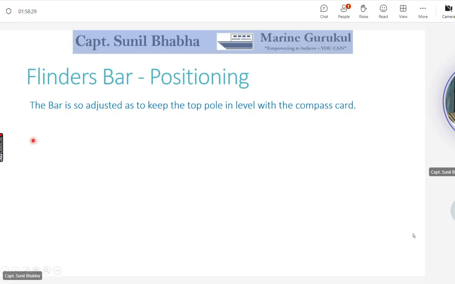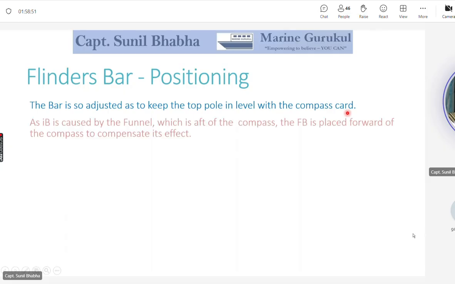Now when we are putting the flinder bar, the bar is so adjusted as to keep the top pole in level with the compass card. It should be so placed that the top pole of the flinder bar should be in the same horizontal plane as the compass card. So as IB is caused by the funnel which is aft of the compass, the flinder bar is placed forward of the compass to compensate its effect.